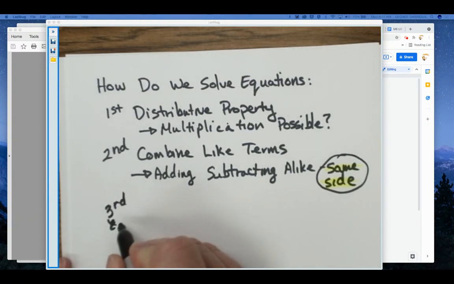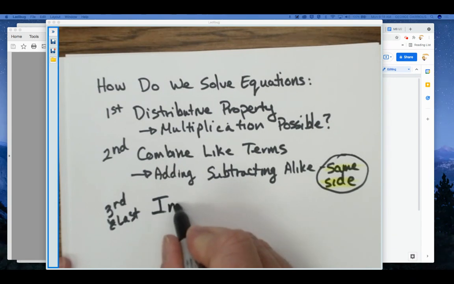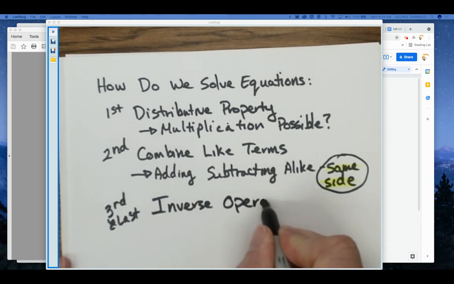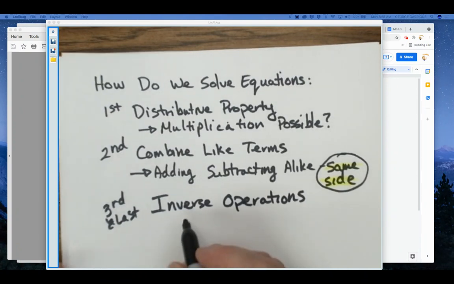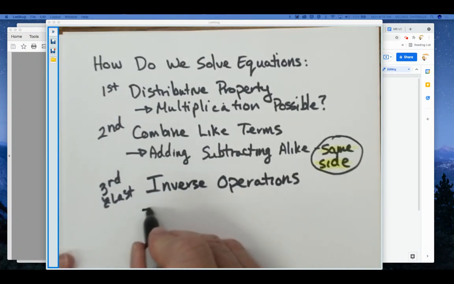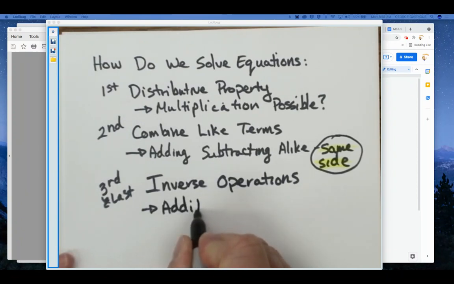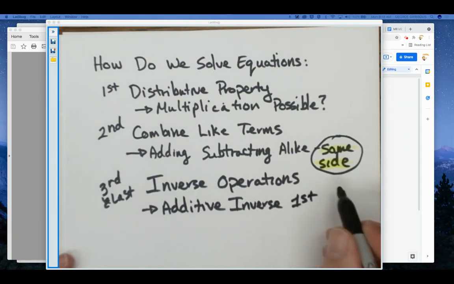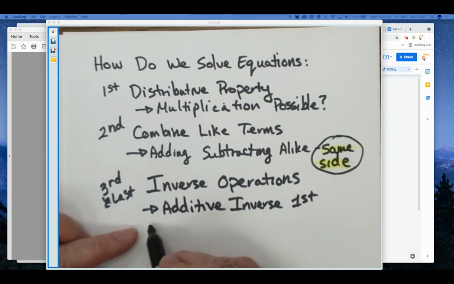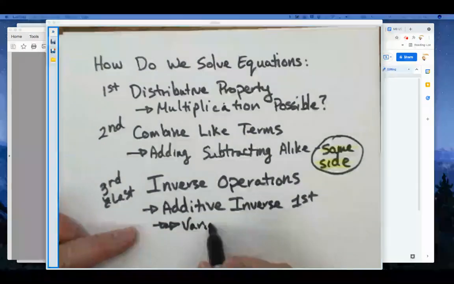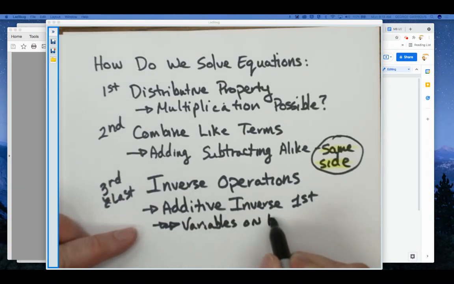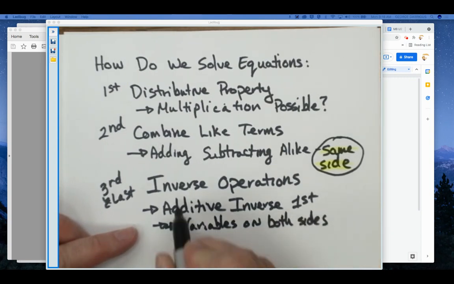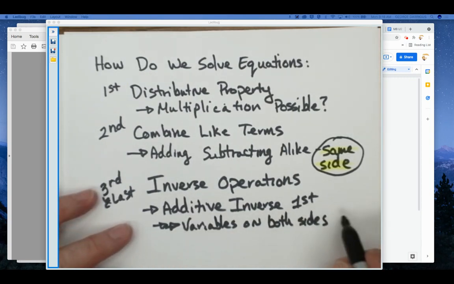Third and last is inverse operations. Okay, when we go to inverse operations, we do the additive inverse first, because it makes it easier. Additive inverse first. You might have to do it twice if you have variables on both sides. Yeah, like we're going to do today, variables on both sides. You have to use this one. You have to do additive inverse, do it twice.